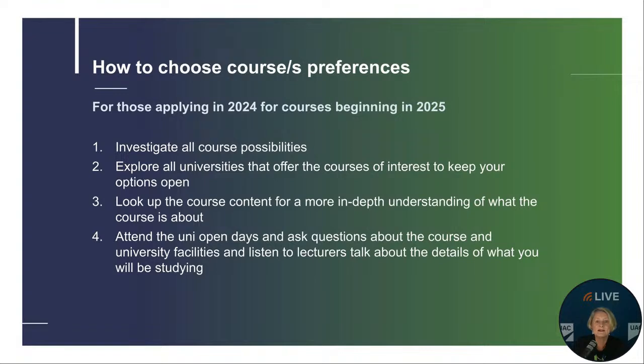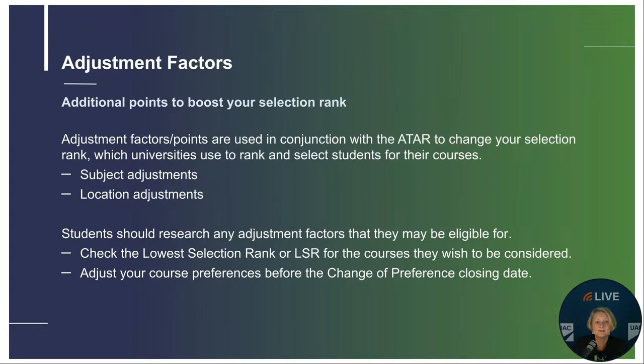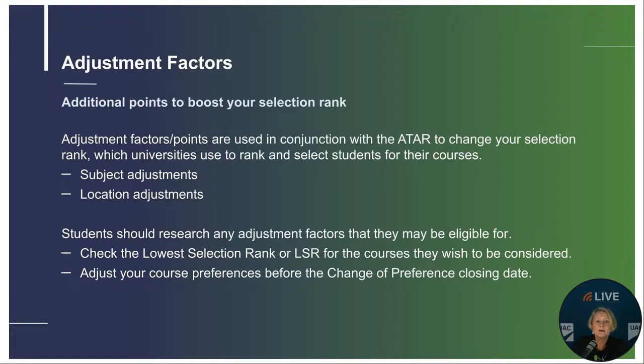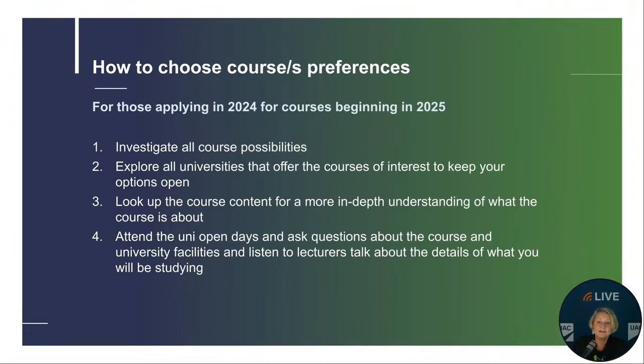With the ATAR to change your selection rank, which universities use to rank and select students into their courses. There are two adjustments that students have to apply for. These are subject adjustments, meaning an HSC course that relates to the university degree you're wanting to get into.